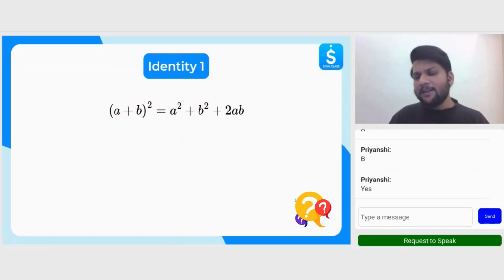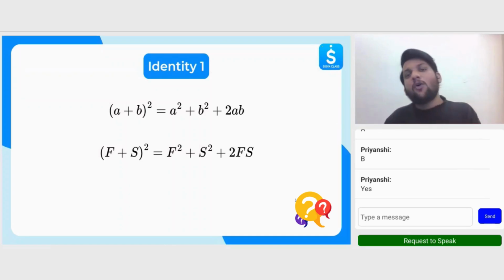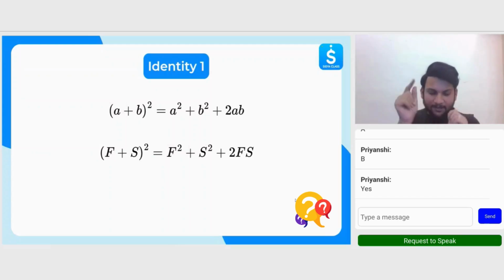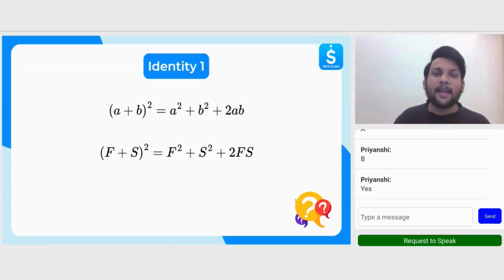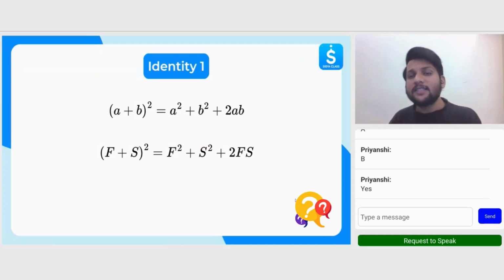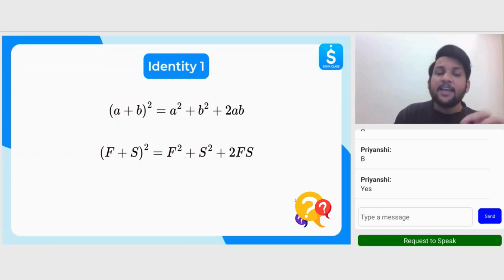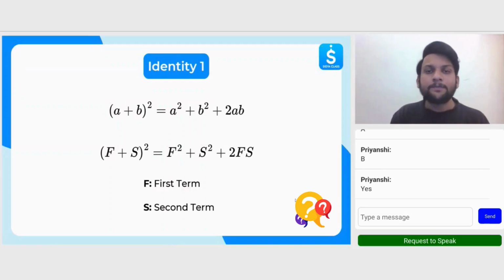But here's a trick. We will not remember it like this. What we will remember is f plus s whole square is f square plus s square plus 2fs. Now, you may ask, what is f and s? Just give me the next 5 minutes. It will be clear. For your entire life, you will be thanking me. F plus s whole square is f square plus s square plus 2fs. Here, f is the first term and s is the second term.